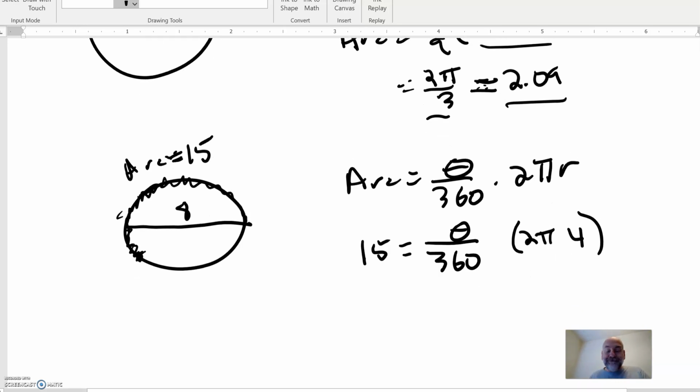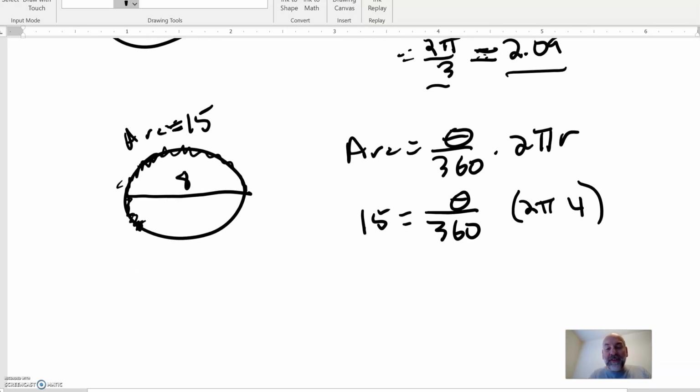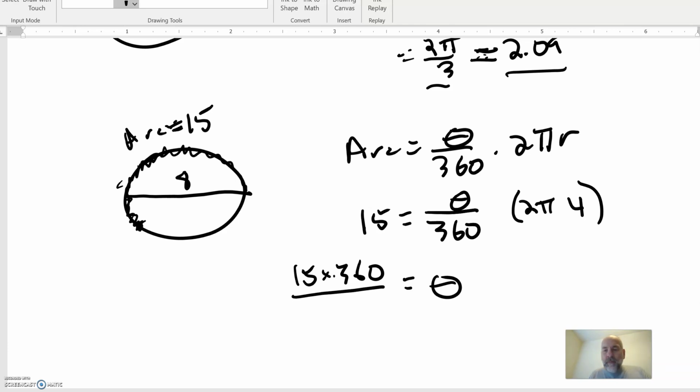For me, I'd multiply the 360 up. So theta equals, I think I can do this in one step. I multiply the 360 by both sides, so that goes up. So it's 15 times 360. But the 2 pi r, I'd have to divide both sides to get rid of that because it's not in the denominator. It's just a regular number. So I divide by 2 pi r. Make sure if you do this on your calculator that you divide by this whole thing. Here, I'll show you. Let me clear my screen first. 15 times 360 divided by 2 pi times 4.